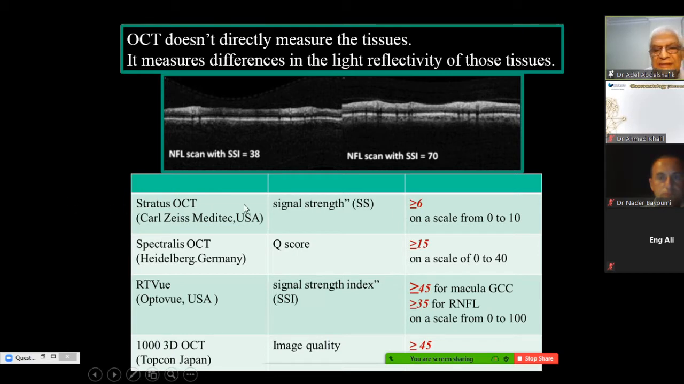The Ceres, the Stratus should be 6 at least. The Spectralis should be 15 at least. The OptiView should be 40 at least. The Topcon should be 45 at least.